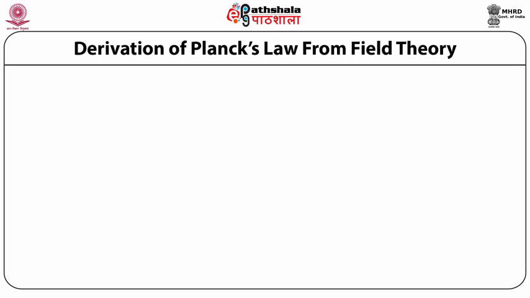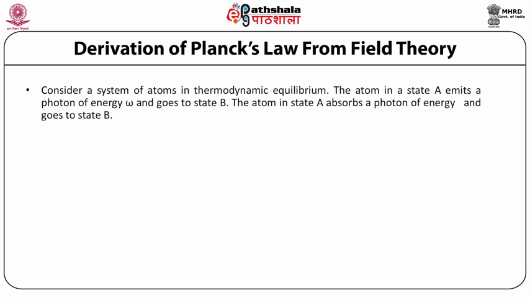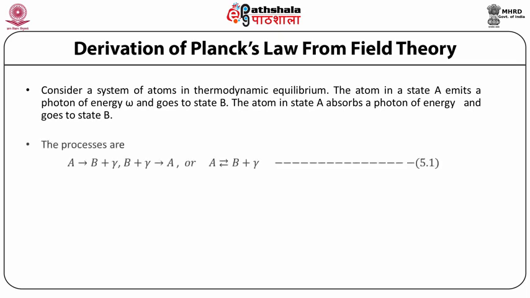After discussing the quadrupole term and the M1 dipole term, we then go on to the derivation of Planck's law from field theory. Consider a system of atoms in thermodynamic equilibrium. The atom in a state A emits a photon of energy omega and goes to state B. The atom in state B absorbs a photon of energy omega and goes to state A. The processes are A goes to B plus gamma, or B plus gamma goes to A, written in one form.